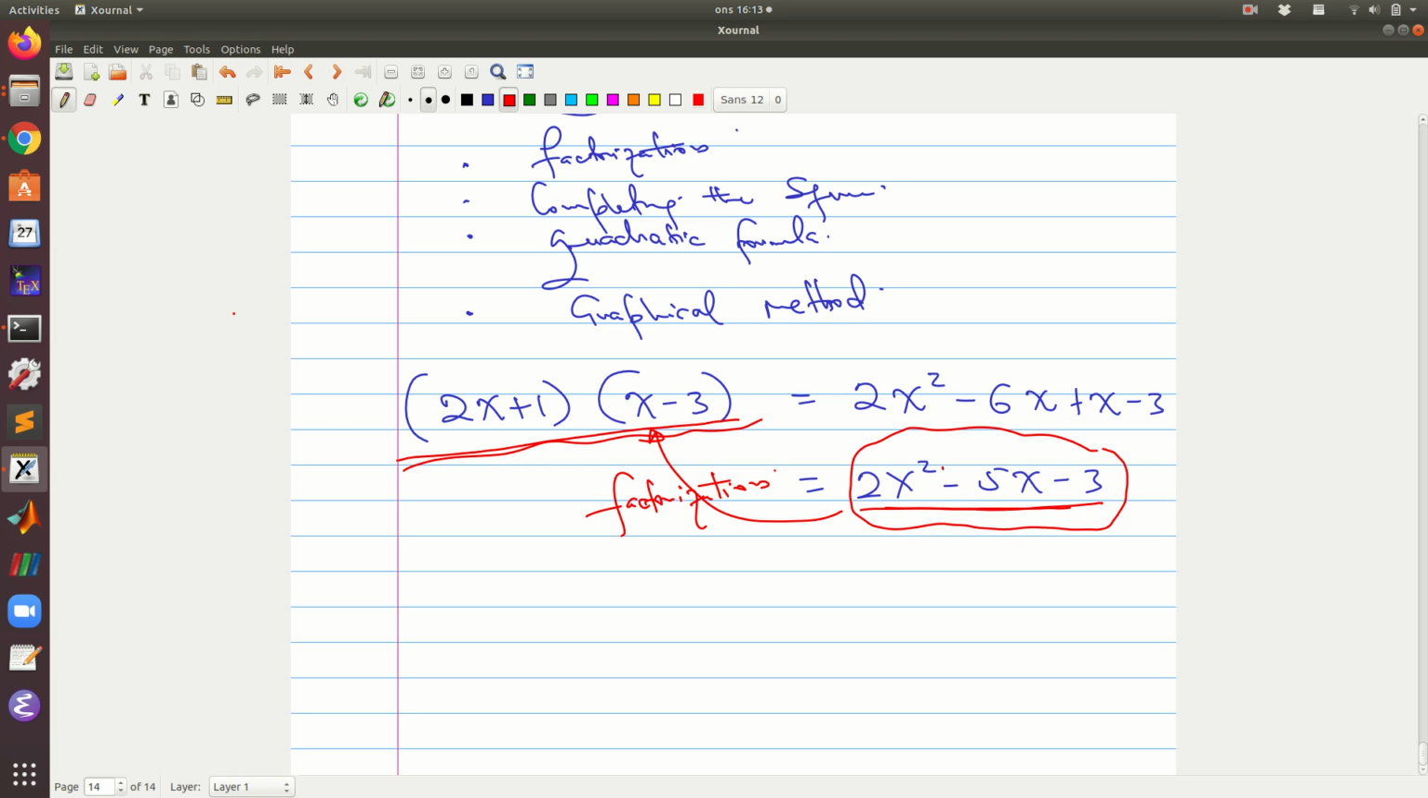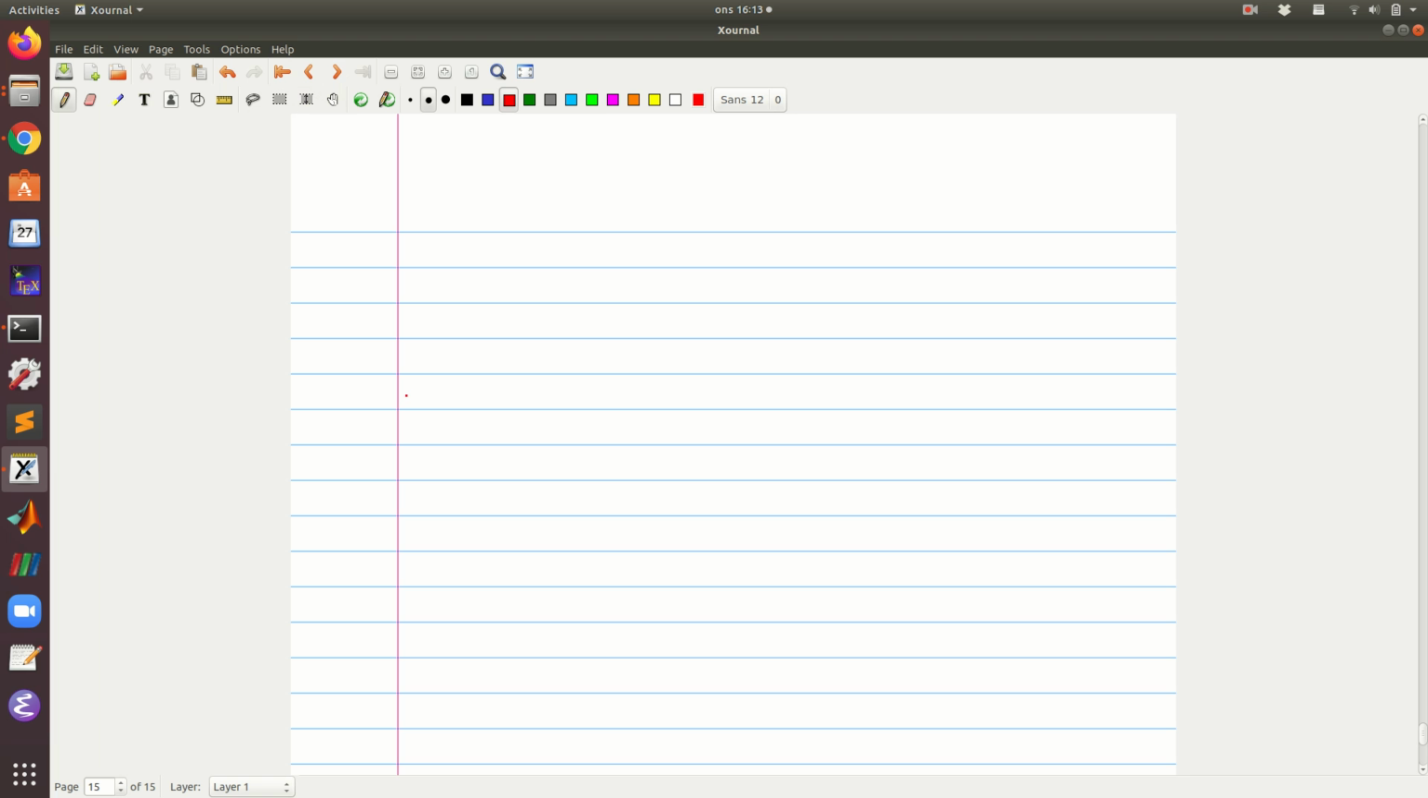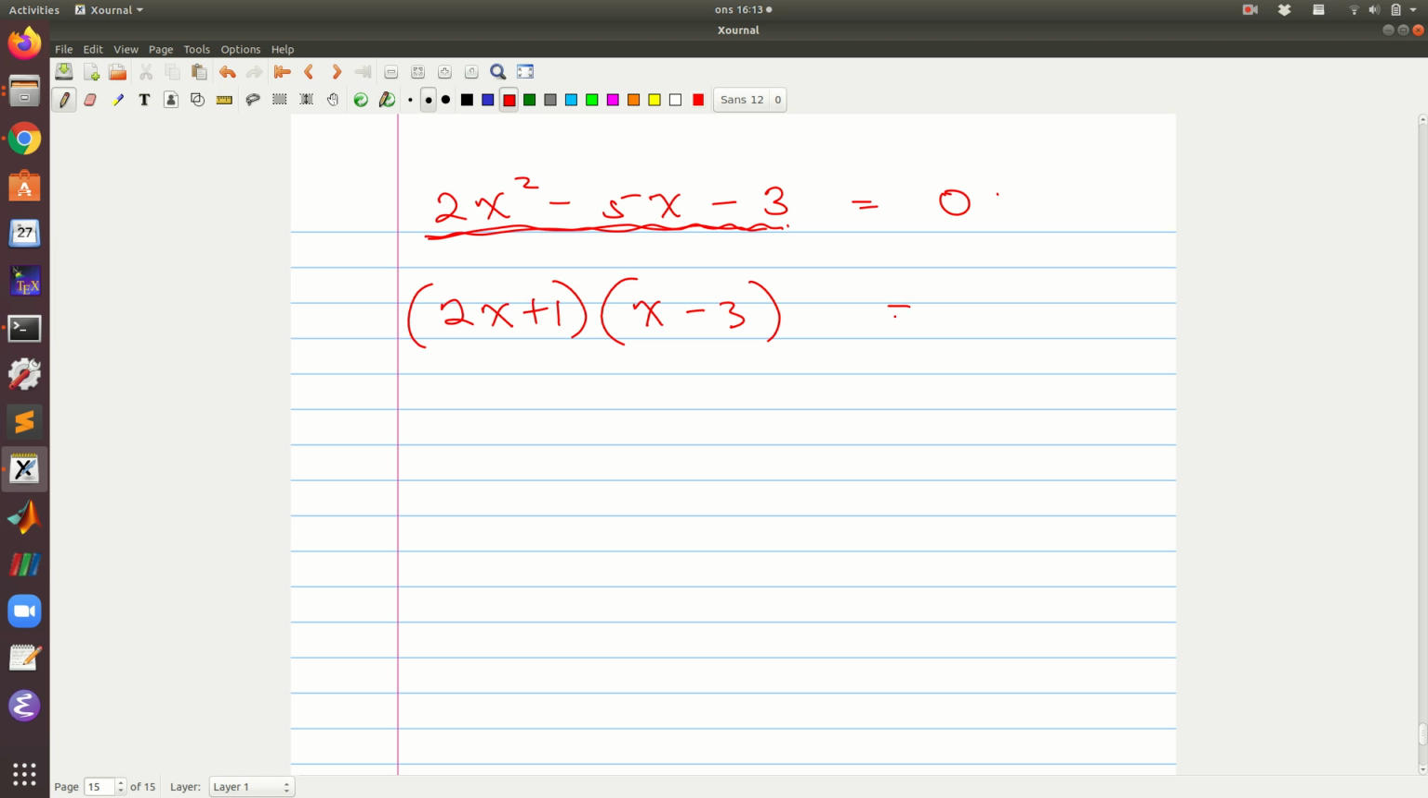For example, we would like to see how we factorize 2x squared minus 5x minus 3 equals 0. Not just factorizing it, but solving it by factorization method. So we have already seen that we can reduce this. We shall see how to factorize. Let us assume that now we know how to factorize. So we have already seen that this expression here can be written in the form of 2x plus 1 multiplied by x minus 3, and we have equals 0.